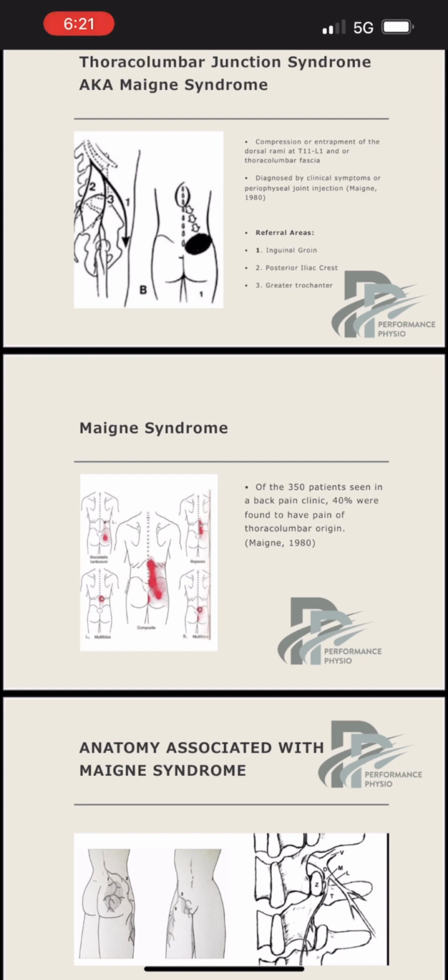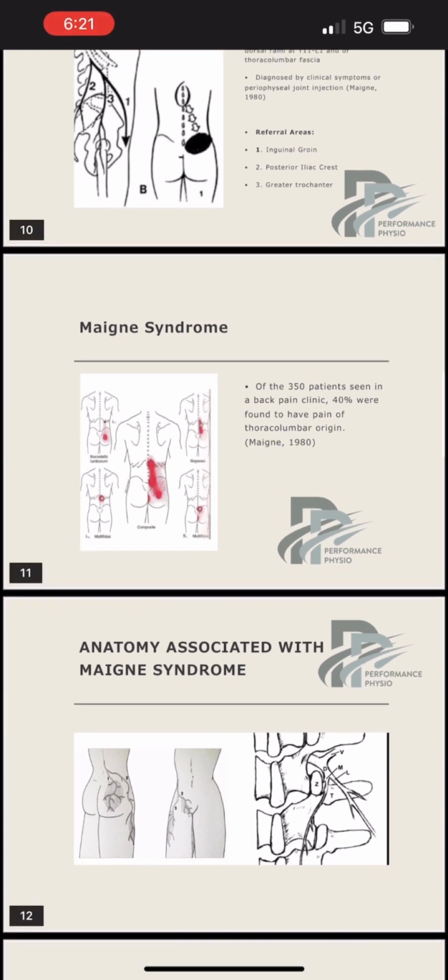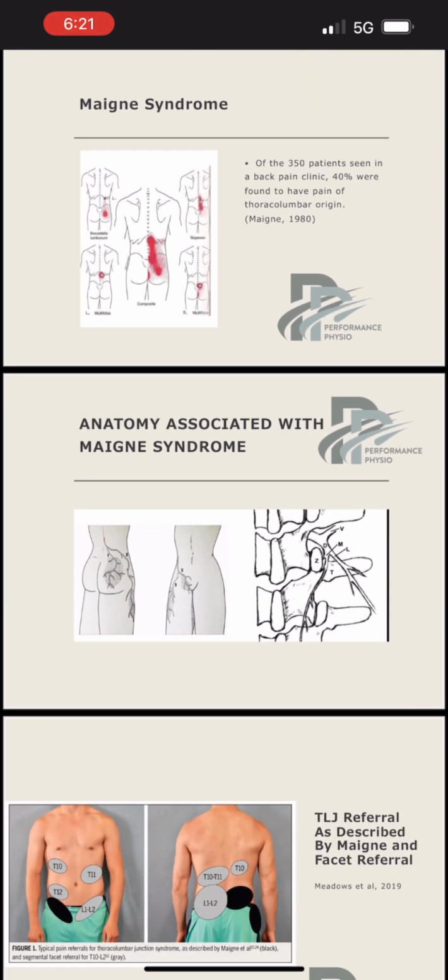And this anatomical depiction here does show the superficial nerves, the sensory nerves, going to the groin, the hip, as well as the posterior gluteal region. That is the classic referral portion of Maigne syndrome.